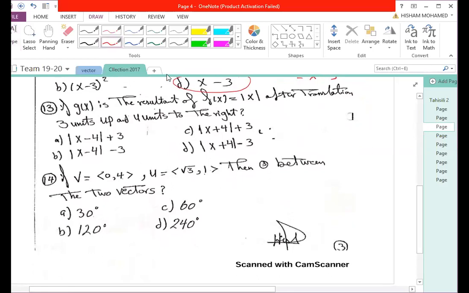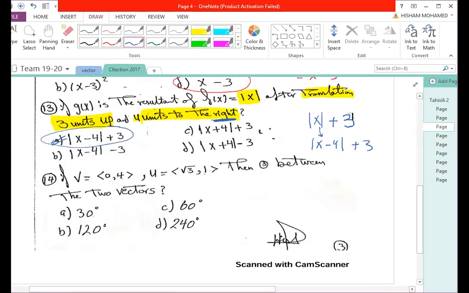Now, number 13. g of x is the result of f of x equal to the absolute value of x after translation 3 units up and 4 units to the right. 3 units up is a change outside the function. But 4 units right means inside, x moved to the right, so it's x minus 4. So the answer is A.